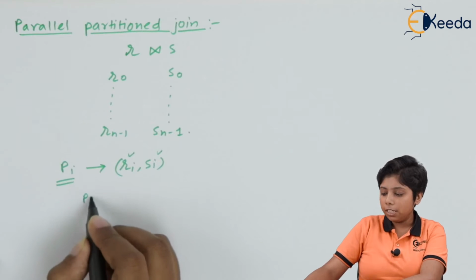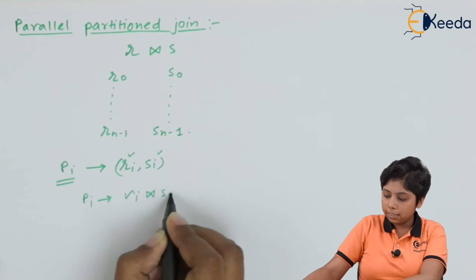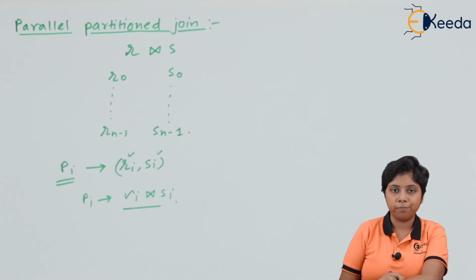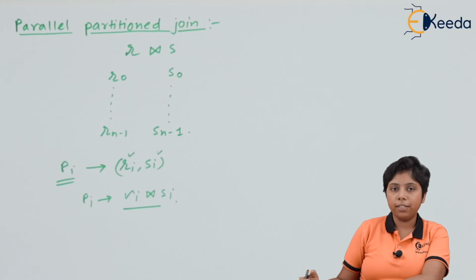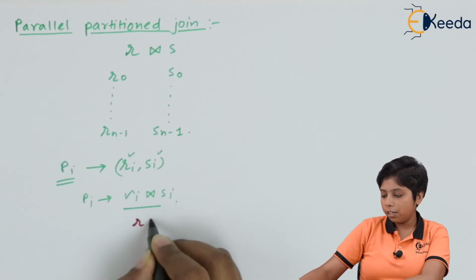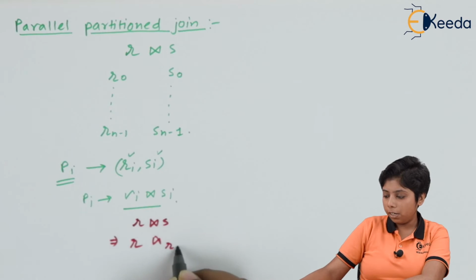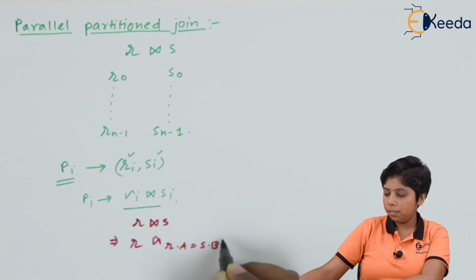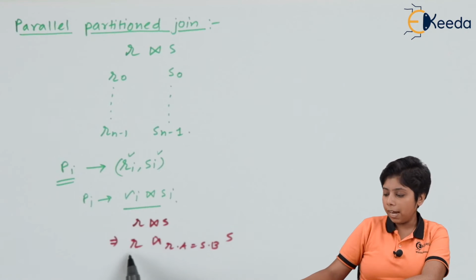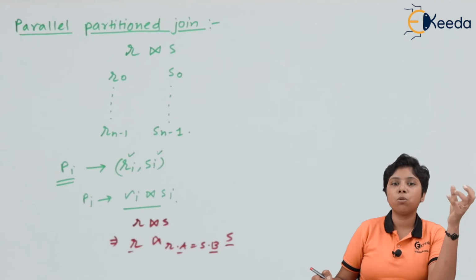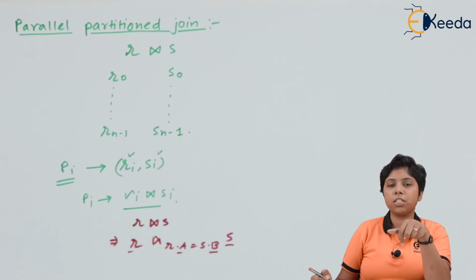Now Pi joins Ri and Si. This joining can be based on any condition, like range partitioning or hash partitioning. First we will talk about range partitioning. If we have an equi-join, meaning the condition is R.A equals S.B, then R and S are equi-joined, which means some attribute values of R are equal to the values of S. Then we can join R and S.